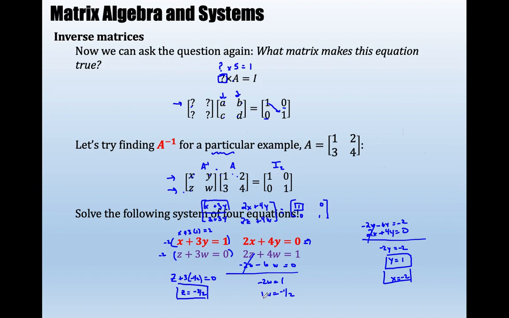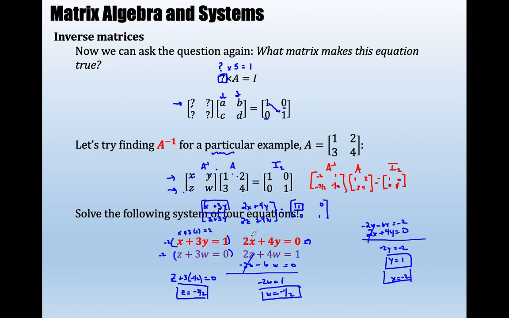So what did I just do? I found x, y, z, and w. So that means that if you multiply -2, 1, negative 3 halves and negative 1 halves times 1, 2, 3, and 4, you know what you're going to get? Yep. The identity matrix, which means, again, this was A, and I found A's inverse.